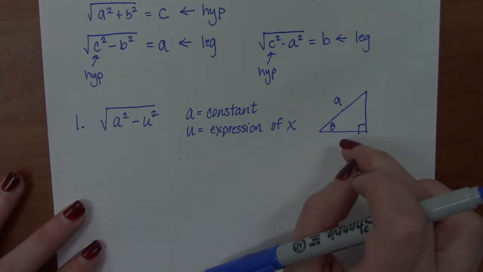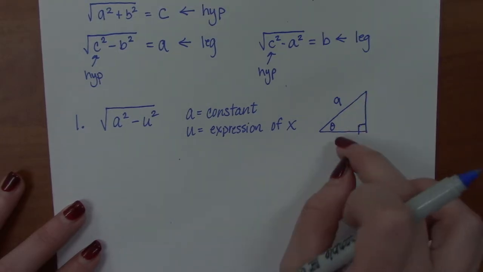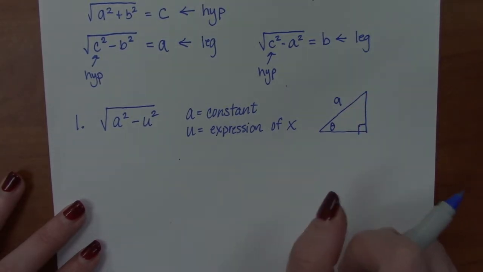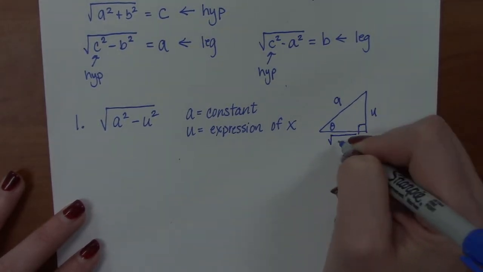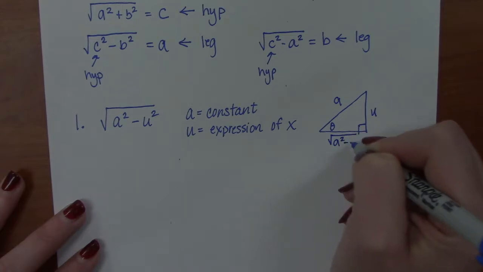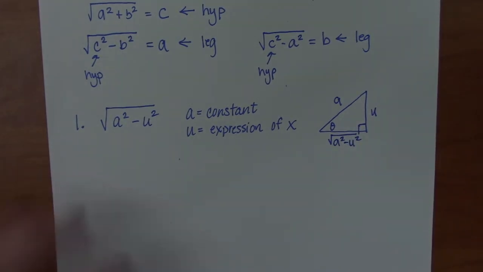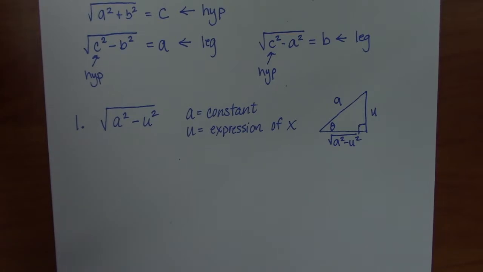So if a is still on the table when you're trying to write the legs, we typically put a on the base. But since we've already used a, u is going to be the height. And what this person did in the general form is solve for the radical, which was solving for the base. So there is more than one way to envision the triangle, but this is the default setting that most people use.